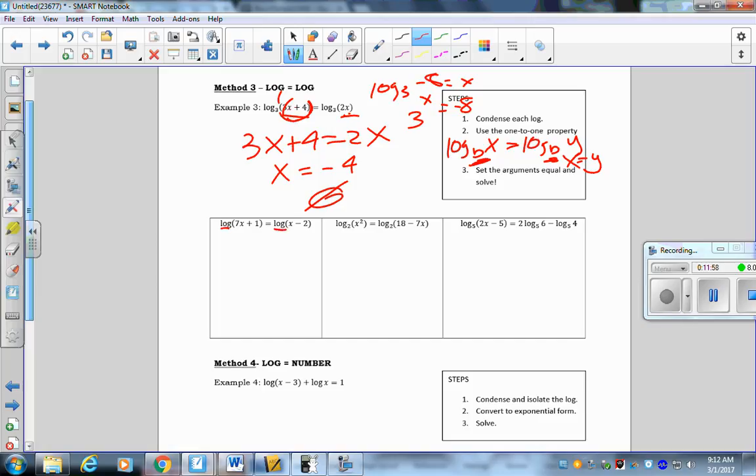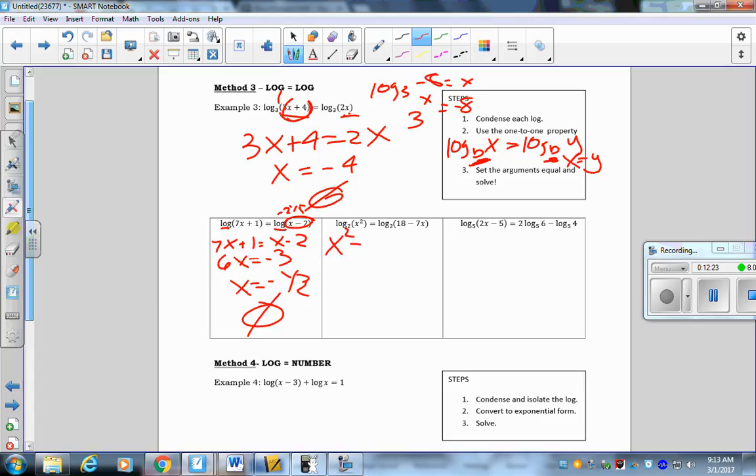All right, first example, we have the same base. It's a base 10. Doesn't really matter what the base is as long as it's the same. So I can set them equal. Solve. I get 6x equals -3, x equals -1/2. Check it. When I plug it back in over here, I get -2.5. Can't take the log of a negative number. That's a no solution.